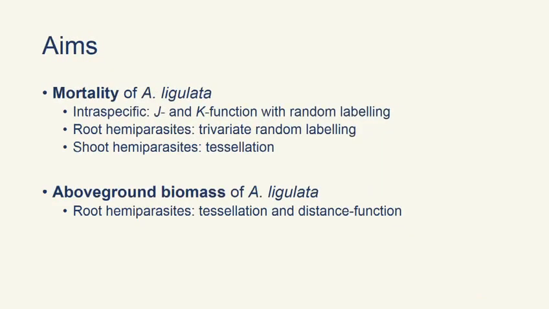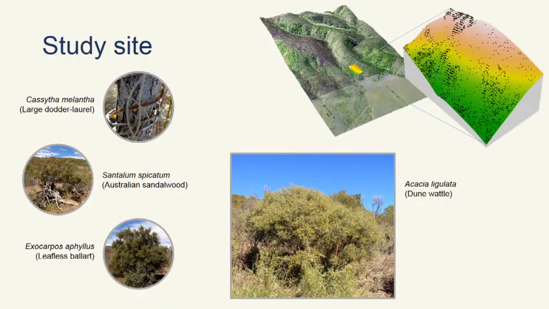So the aims of my project, or some of the aims, was to see how the mortality was of the Acacia ligulata, both interspecifically, but also in combination with the root hemiparasites and the shoot hemiparasites, and then how the above-ground biomass of the predominant host is spread around within the area in relation to the root hemiparasites. I've listed the species I've studied of the parasites here on the left, and this is a picture of the acacia or the dune wattle.